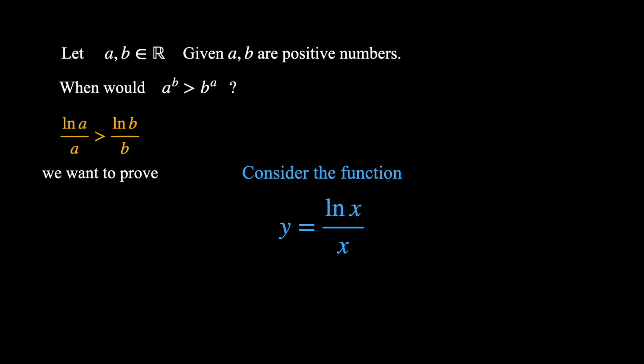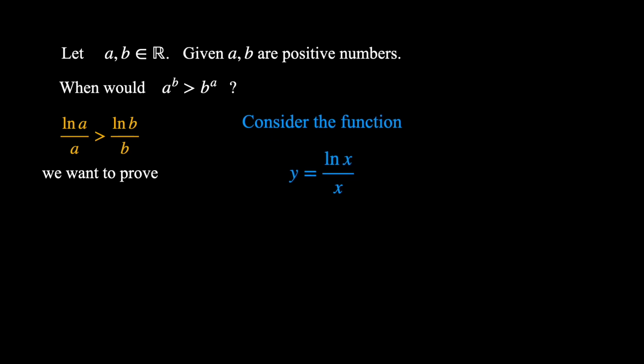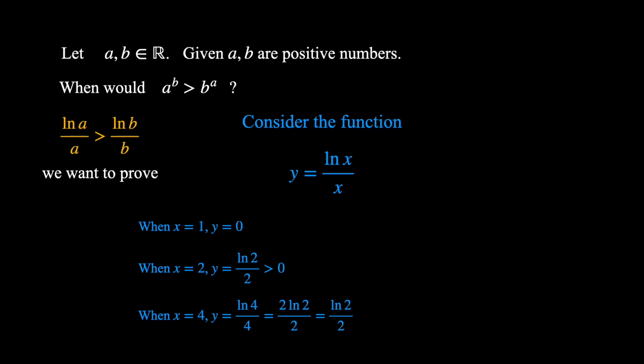Let us substitute some values in and look at its behavior. When x equals 1, y equals 0. When x equals 2, y equals log 2 over 2. This means that it has an overall increasing property from 1 to 2. When x equals 4, y equals log 2 over 2 again. So we can immediately see that there is a turning point between 2 and 4.